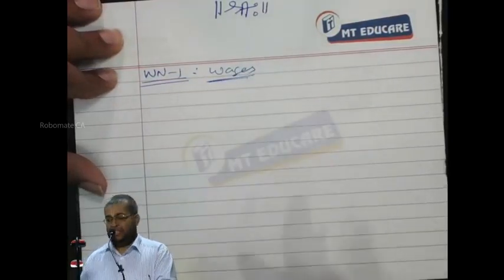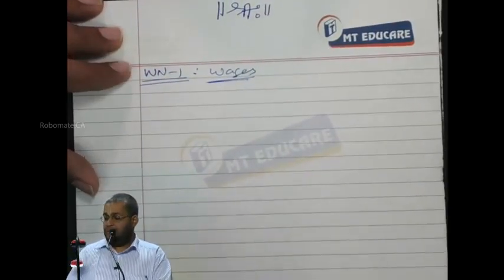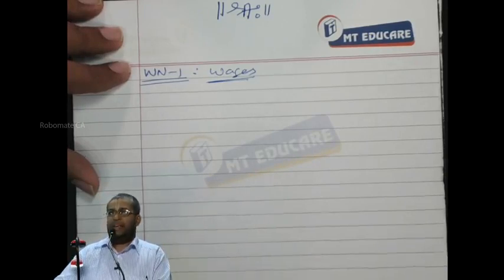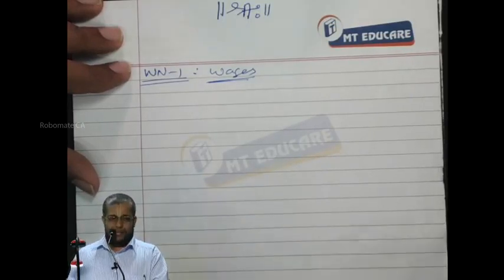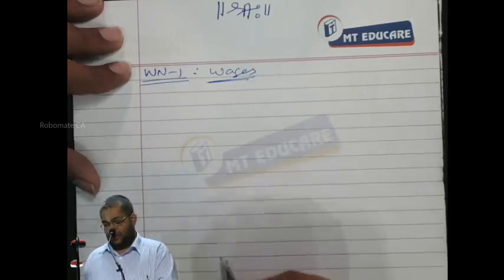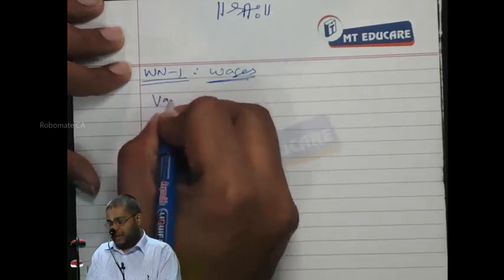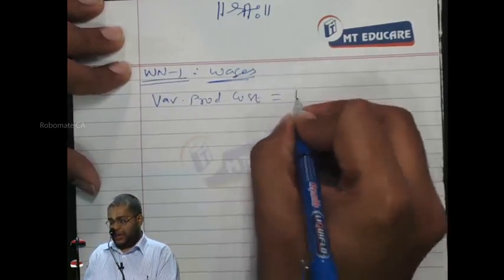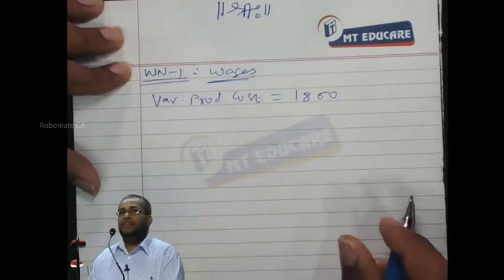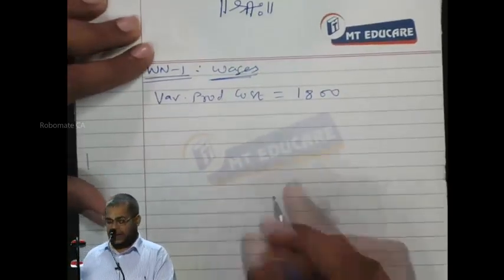Working note number 1, wages. Now, what is the variable production cost given? Everybody, how many rupees? 1,800. Are you following or not? In this variable production cost, there are 2 costs. One is direct labor, which comprises 40%, and the balance is the other production cost. Right or not? So variable production cost is equal to 1,800.